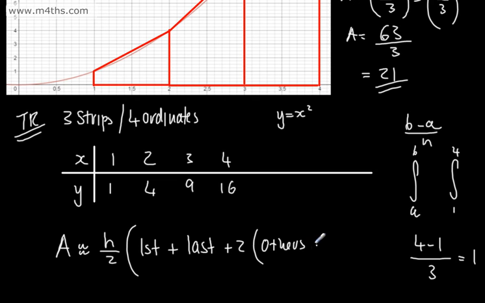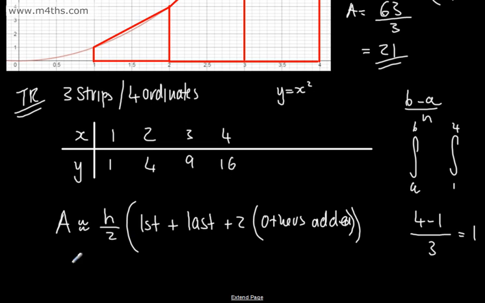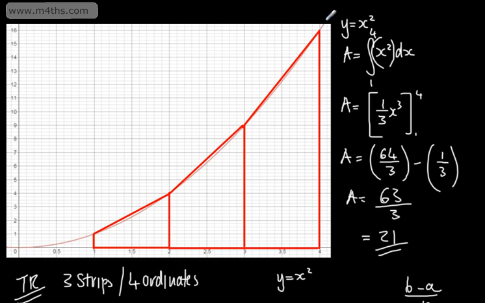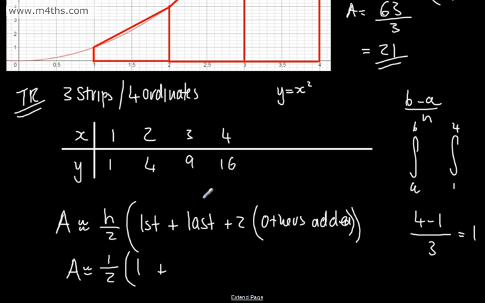So, others added. And I'm just simply going to sub this in. So the area approximately for the space trapped under the curve of y is equal to x squared from 1 to 4 using the trapezium rule, well, the height is going to be 1, so 1 over 2. The first value is just here, and that's going to be 1. The last value is this one just here.